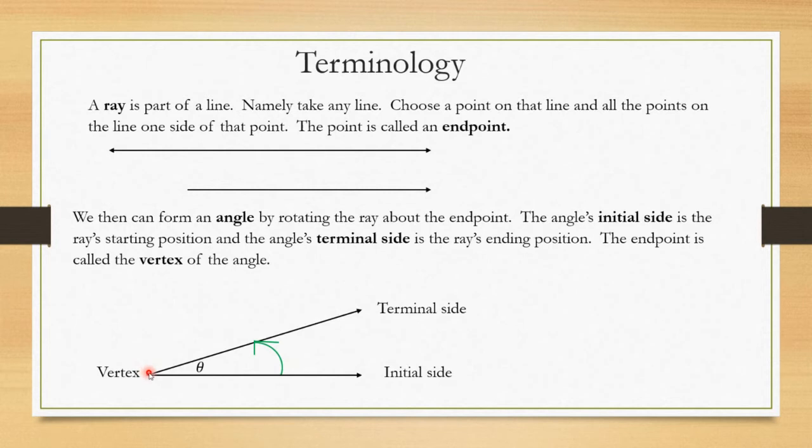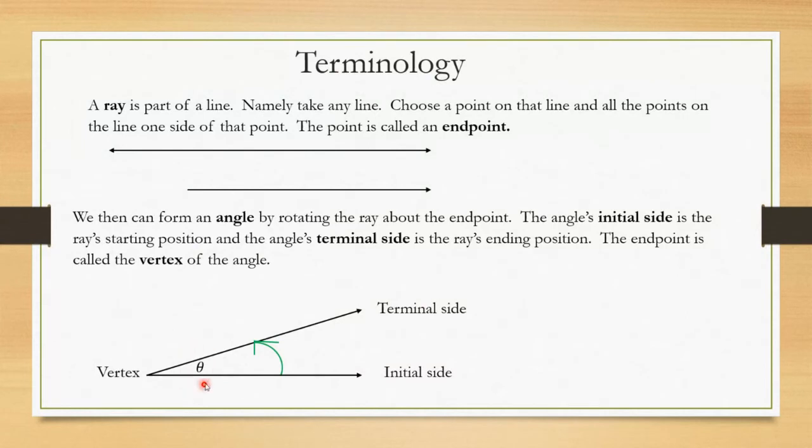And that endpoint is called the vertex of the angle. And basically, as you can see, the green arrow is trying to indicate you're rotating this direction, counterclockwise. Okay? Here's the initial side, the starting position. After you rotate the ray is going to be at the terminal side. So basically, you'll end up with something like this. The green arrow indicates what direction you rotate.